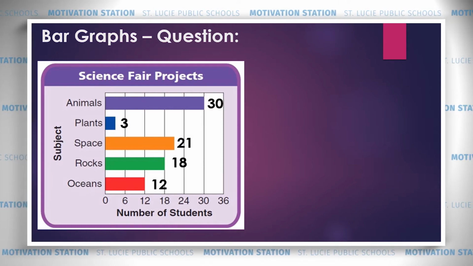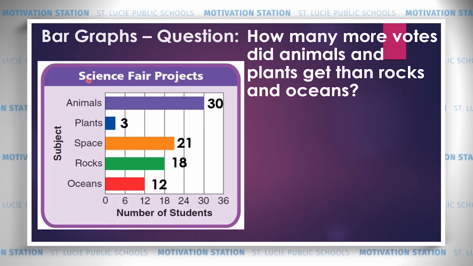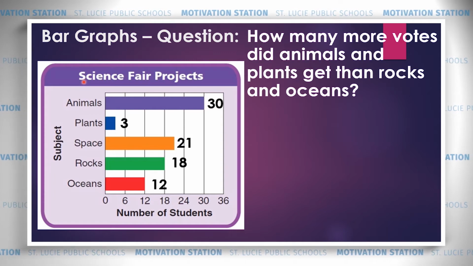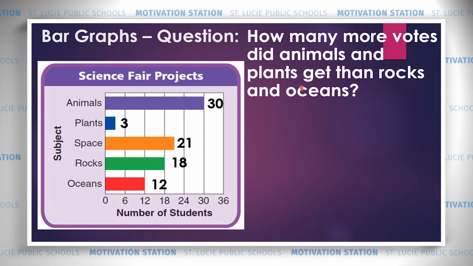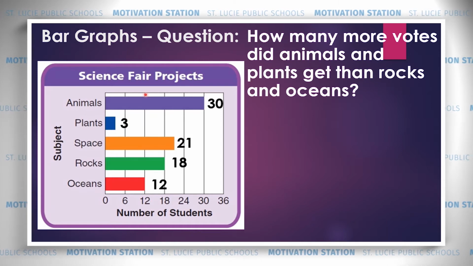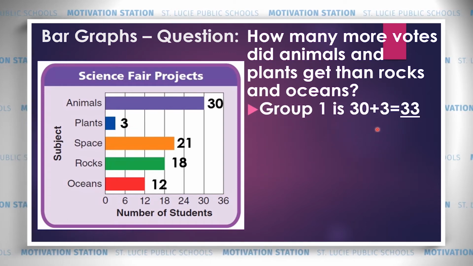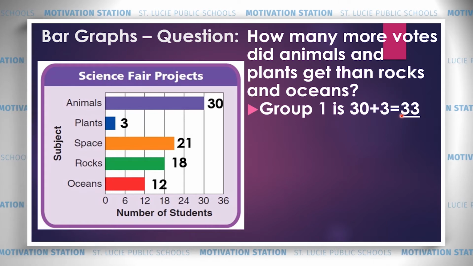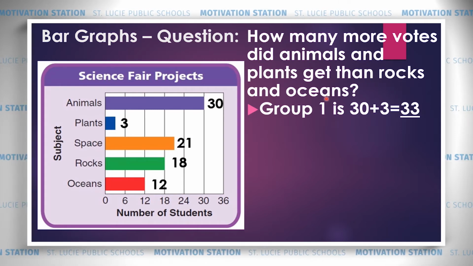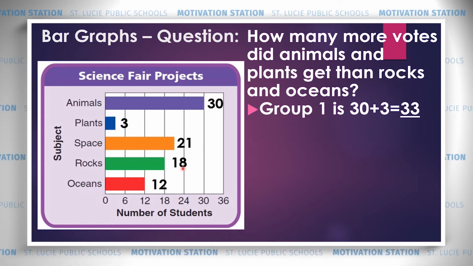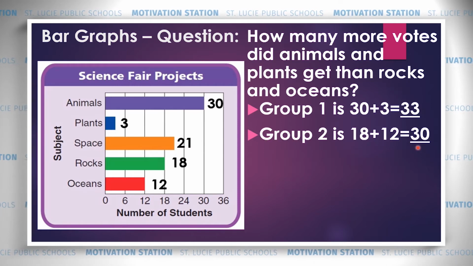Let's do one last question with this bar graph. How many more votes did animals and plants get than rocks and oceans? Oh, this is one of those group 1, group 2 questions, and then find the difference. So let's find group 1. Group 1 is animals and plants. So I look at animals, it's 30, and plants is 3. So 30 plus 3 equals 33. That's group 1. Now group 2 is rocks and oceans. I can see that rocks is 18 and oceans is 12. So group 2 is 18 plus 12 is 30.